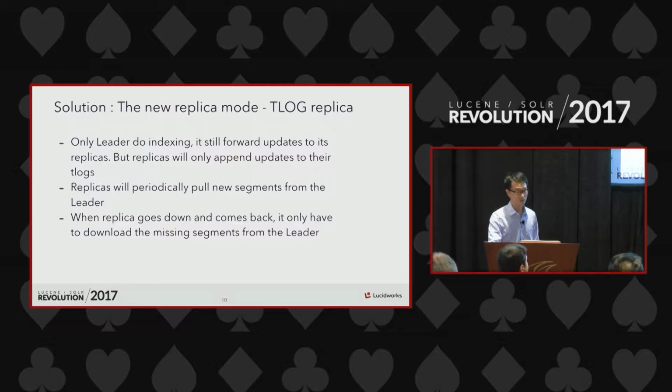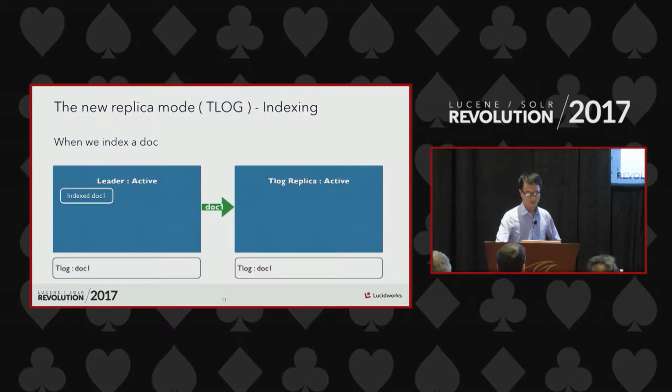So it led us to a design of a new replica mode called the T-log replica. So what is the T-log replica? In the new mode, only the leader does indexing, but it still forwards updates to its replica. The replica will only append updates to the T-log, and will periodically pull new segments from the leader. When a replica goes down and comes back, it only has to download the missing segments from the leader. Let's take a look in detail, and you will understand the process better.